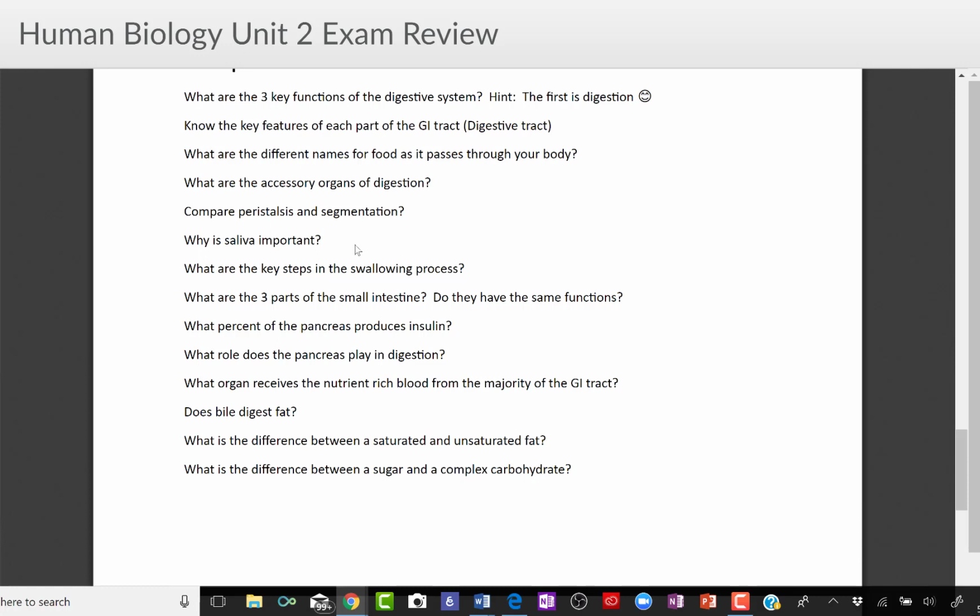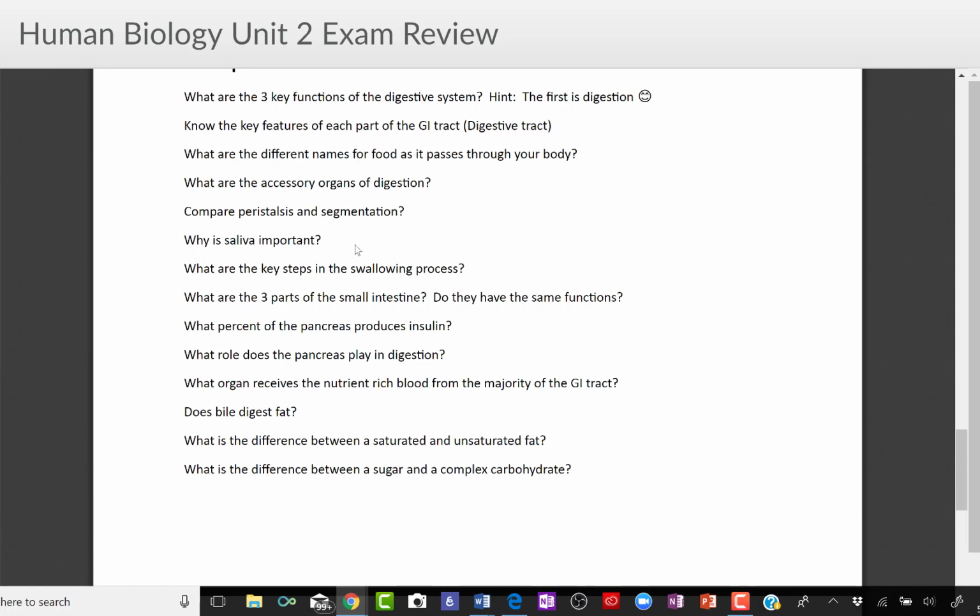So why is saliva important? Well, there's lots of reasons. It's primarily water, so it lubricates your food and makes it easier to swallow. It has antibodies in it. It has lysozymes in it that can kill bacteria, so it has immune functions. But it also has digestive enzymes. It has salivary amylase, which starts the breakdown of carbohydrates.